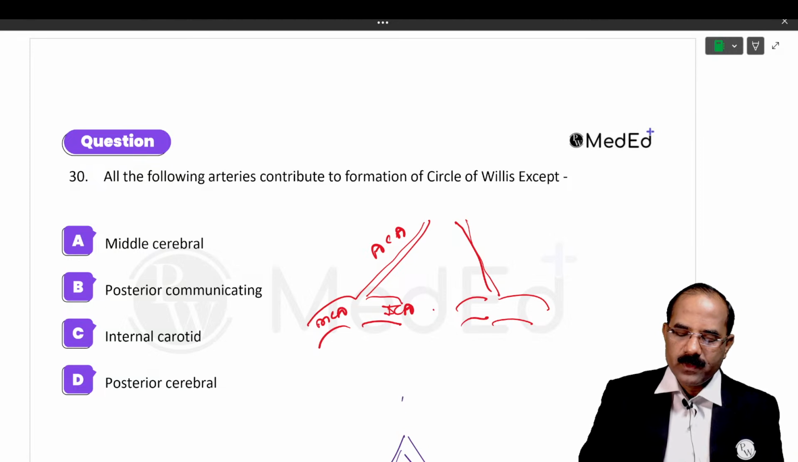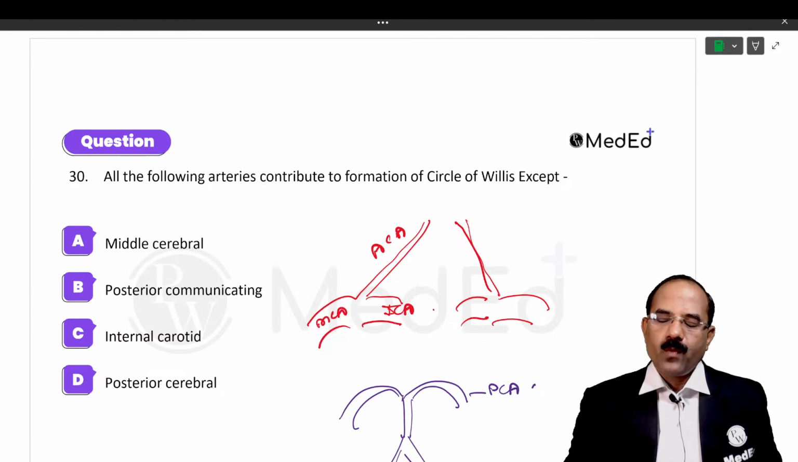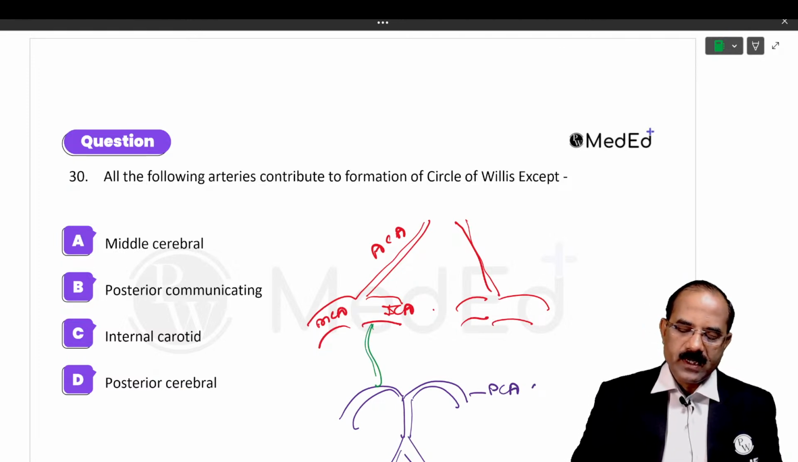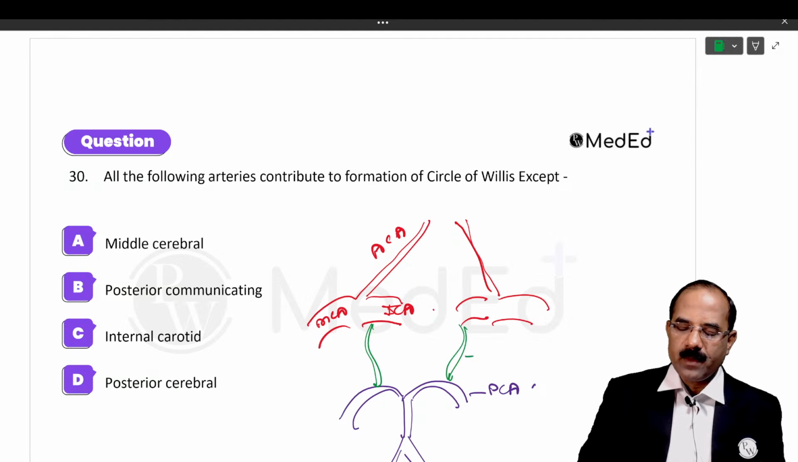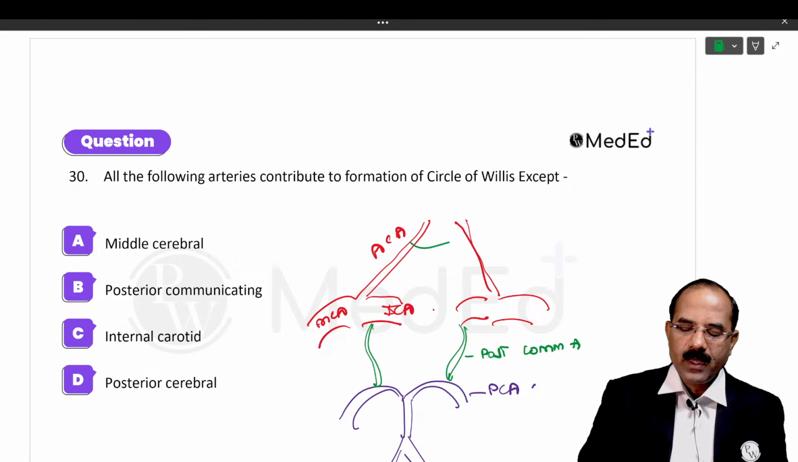वर्टिब्रल्स है ये दो. ये बेसिलर बन गया, ये पोस्टीरियर सेरेब्रल हो गया. पोस्टीरियर सेरेब्रल आर्टरी. What is this artery? ये कौन है? पोस्टीरियर सेरेब्रल टू इंटरनल कैरोटिड. इसका नाम है पोस्टीरियर कम्युनिकेटिंग आर्टरी. And ये क्या होगा बच्चों, ये होगा एंटीरियर कम्युनिकेटिंग आर्टरी.